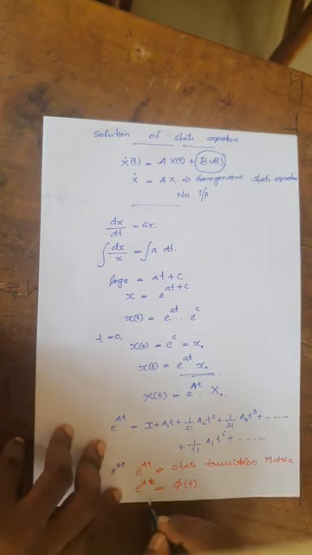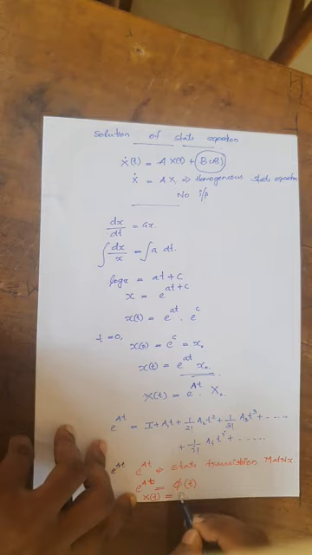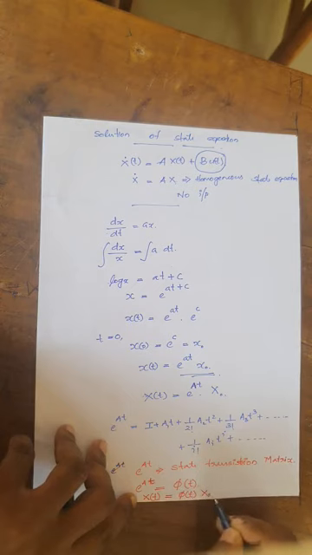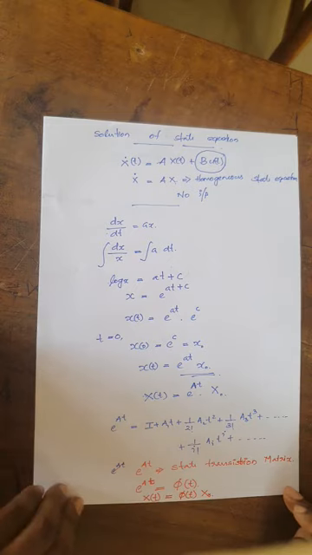So the solution of the homogeneous state equation will be x of t is equal to the state transition matrix into the initial condition of the state. This is the solution of the homogeneous state equation.